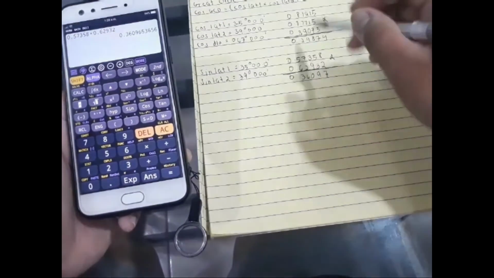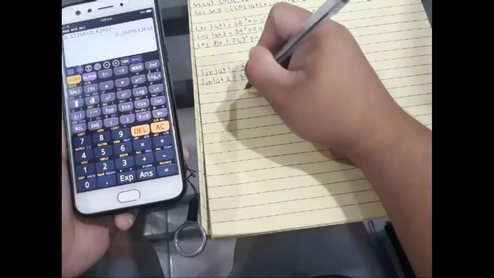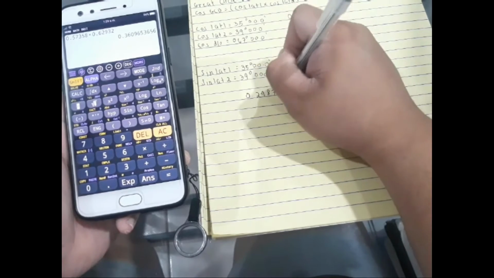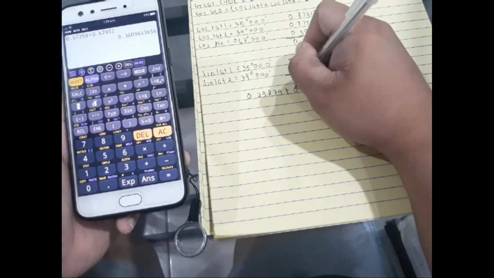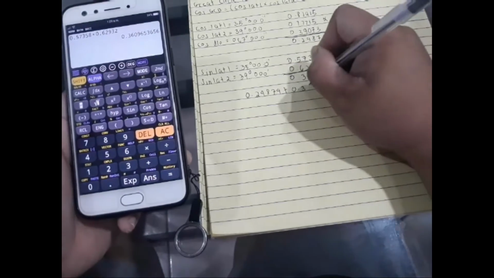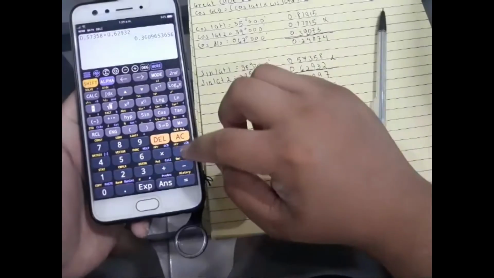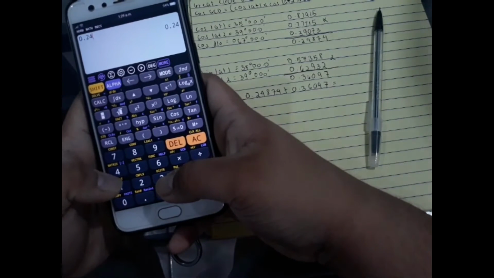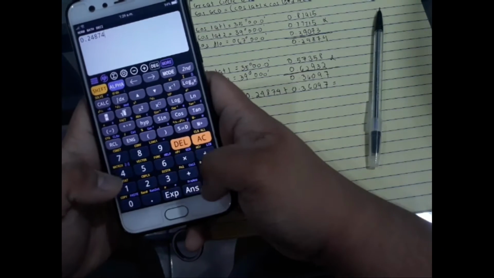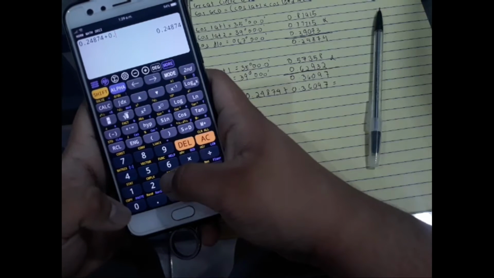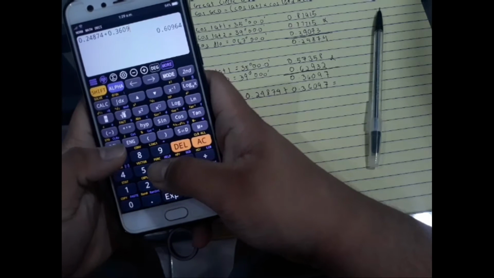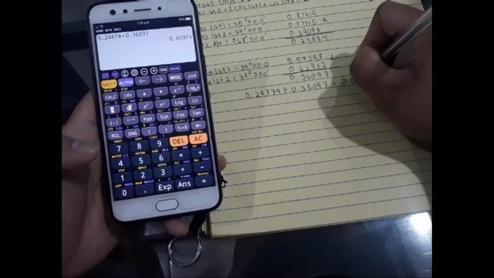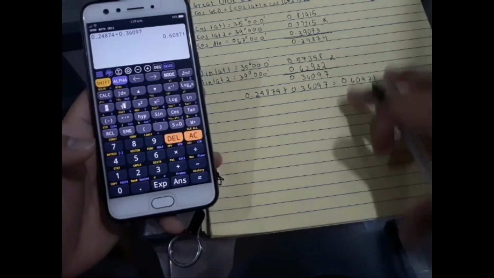So we're going to add them. We write 0.24874 plus 0.36097 is equal to, so let's calculate. 0.24874 plus 0.36097 is equal to 0.60971.